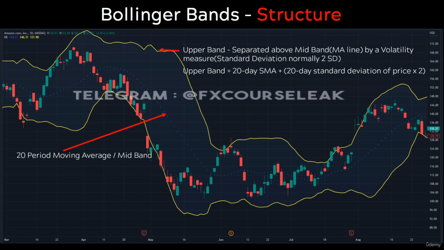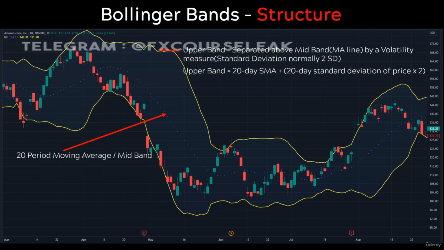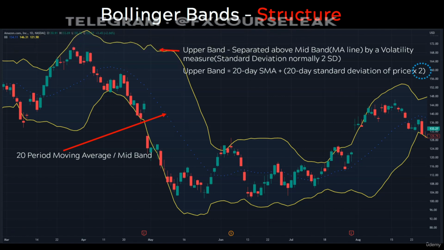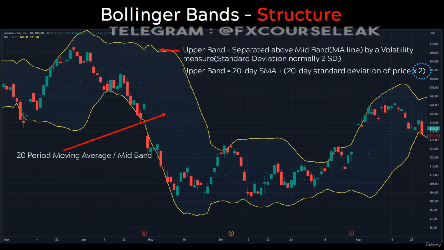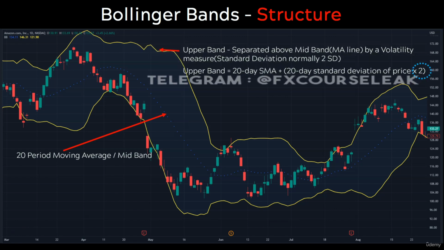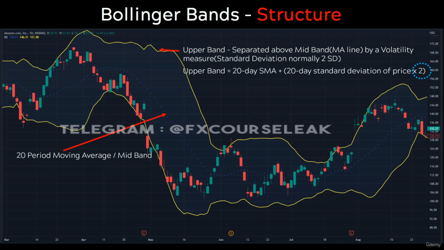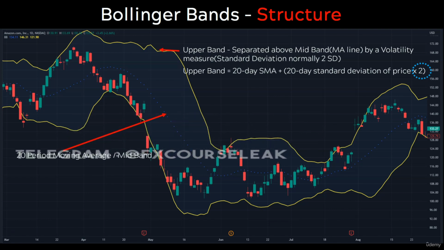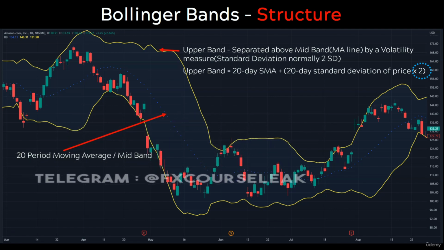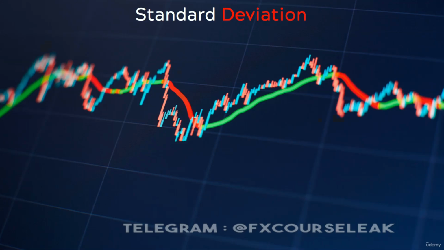Then next we have this upper band, which spreads above the mid moving average by a volatility measure known as standard deviation. By default, the band is set at 2 standard deviations, or we can also calculate using this formula, that is 20-day simple moving average plus 20-day standard deviation of price multiplied by 2. Now at this point, I am sure you must be questioning what this standard deviation is and why it's used here.